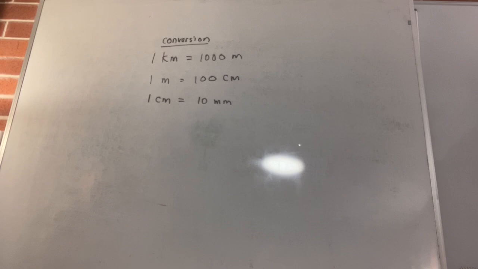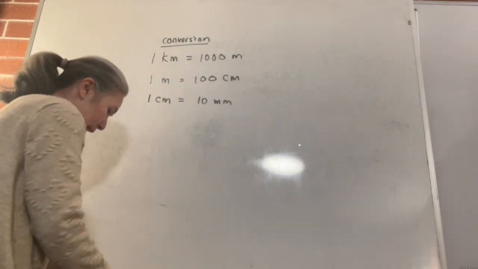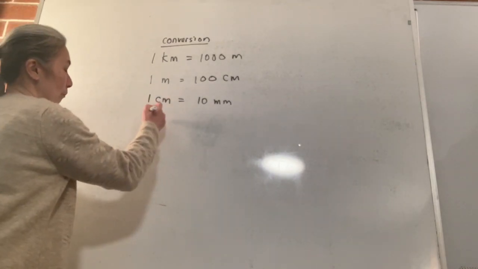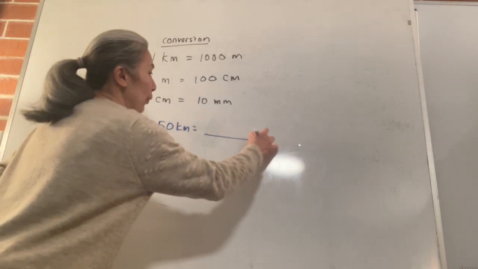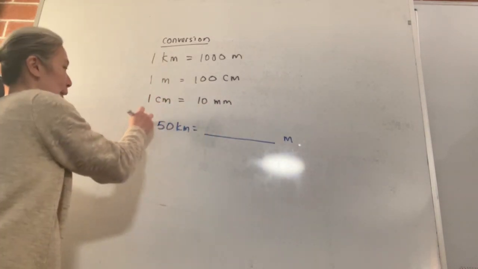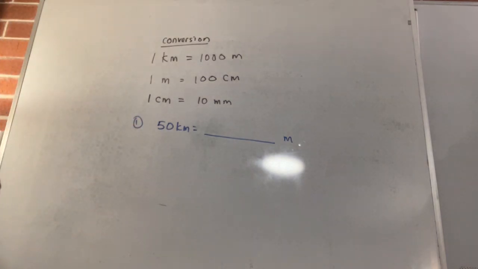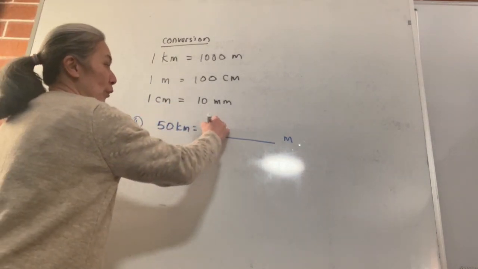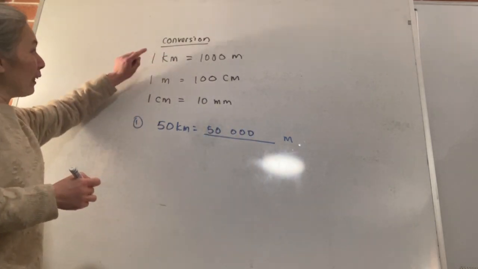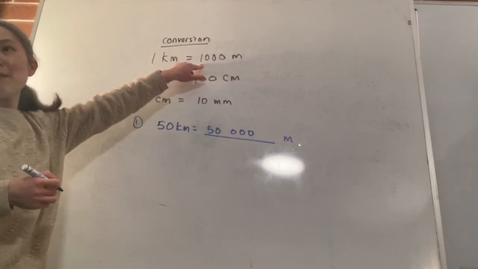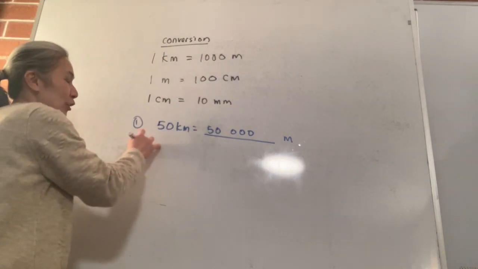Okay, let's try some example. Question 1, if I want you to find out 50 kilometer equal to how many meter? So it's going to be 50,000, isn't it? Yeah, because it's 1,000 for 1 kilometer. If you times this by 50, that means I need to times that by 50. Good?